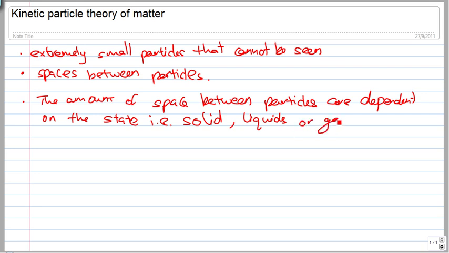or gases. In general gases are free flowing and they move about randomly, so the distance between the particles in the gaseous state is further apart than the distance between the particles in, say, the solid state, relatively.